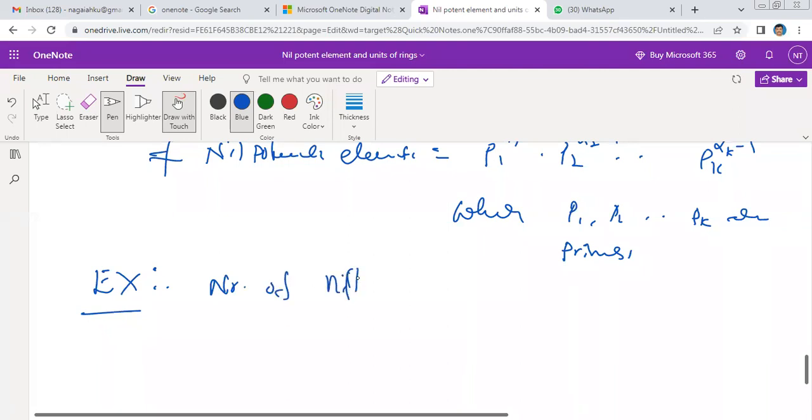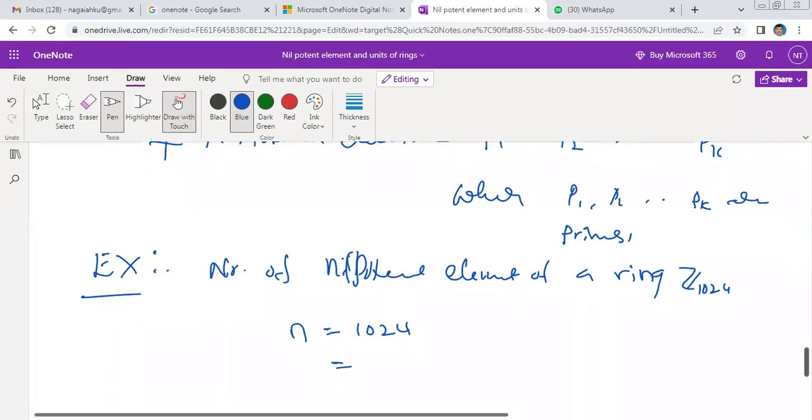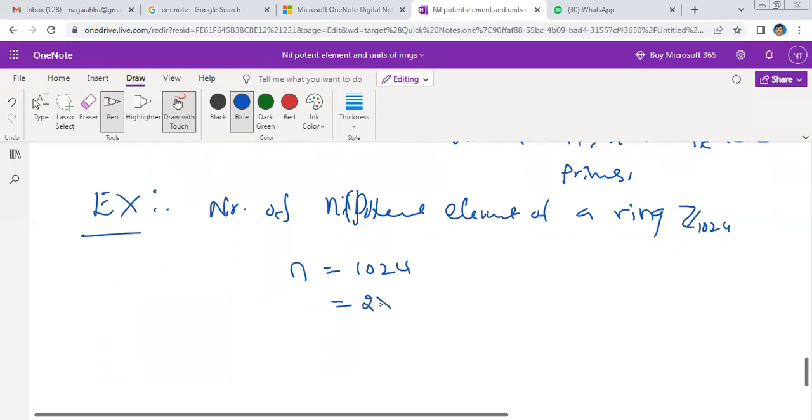Number of nilpotent elements of a ring Z_1024. Here n is equal to 1024. 2 into 512, 2 to the power of 10. 2 power 10 is 1024. Right. Number of nilpotent elements.